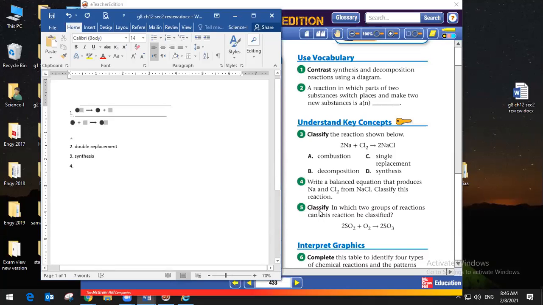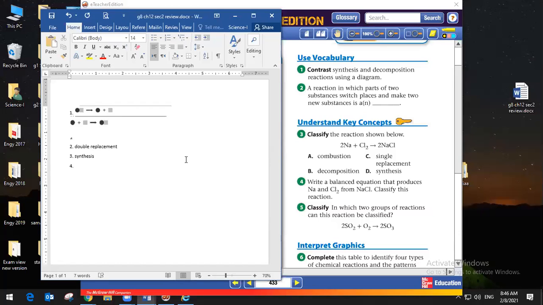Then question number 4: write the balanced equation that produces Na and Cl2 from NaCl and classify this reaction. So who can answer this one? What about the others, guys? Ali, could you share with us? What are the reactants here? Na and Cl2. No. Read the question carefully.